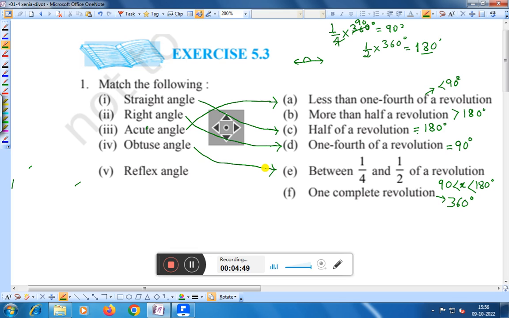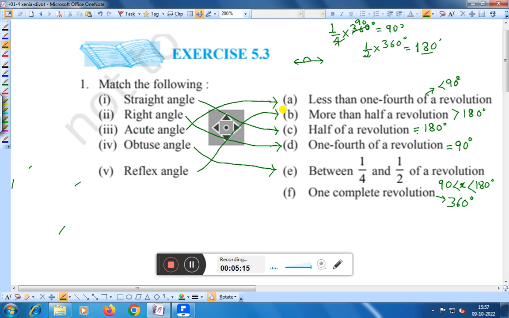And number 5, reflex angle, is greater than 180 but less than 360, that is B. Reflex angle is more than half of a revolution. More than half of a revolution is reflex angle, that is B.